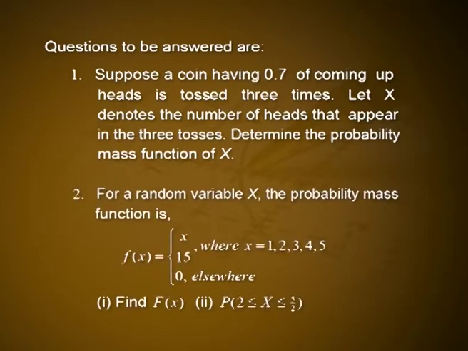2. For a random variable X, the probability mass function is f(x) equal to x divided by 15, where x is equal to 1, 2, 3, 4, 5, and f(x) equal to 0 elsewhere. Number 1, find F(x). Number 2, find P(2 less than or equal to X less than or equal to 5/2).